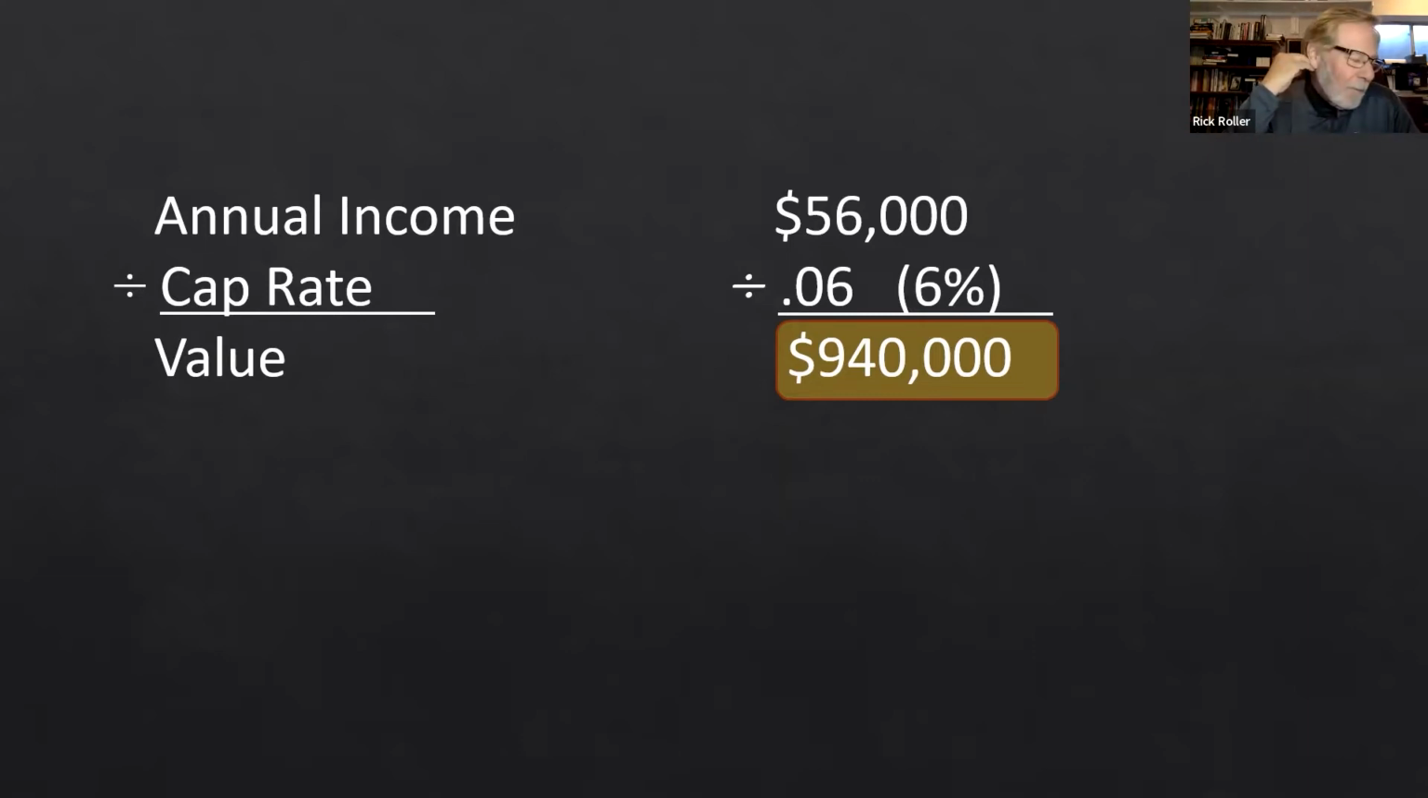So, befriend an appraiser, take them to lunch so that you can call them regularly and get cap rates and gross rent multipliers, and it'll be a real boon to your career. Okay. But you've got to know the formula.